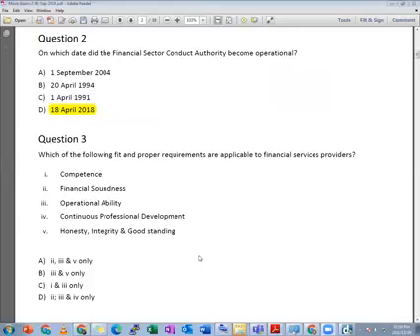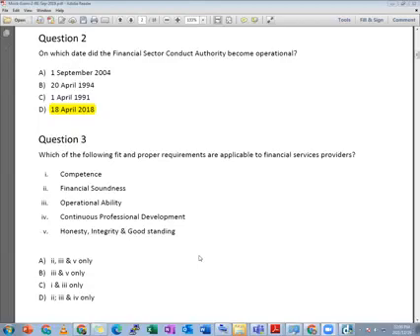Okay, question 3, guys. Which one of the following fit and proper requirements are applicable to financial service providers? Guys, we spoke about different types of financial service providers. The first type of financial service provider is the one that is a company and they appoint a key individual and a compliance officer to take care of their licensing conditions and rendering of financial services.